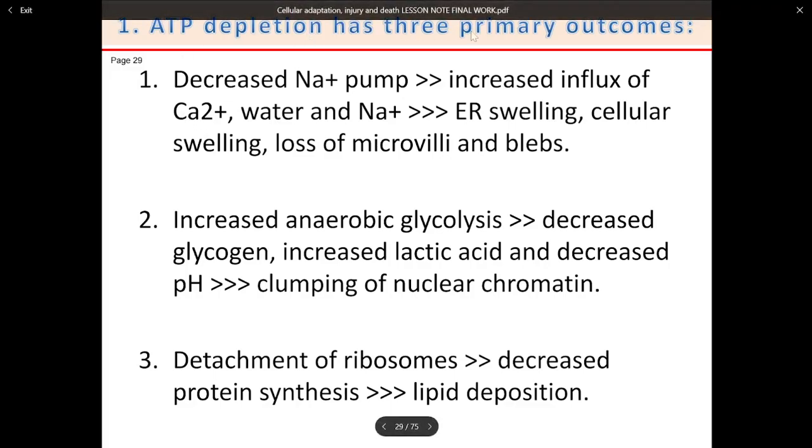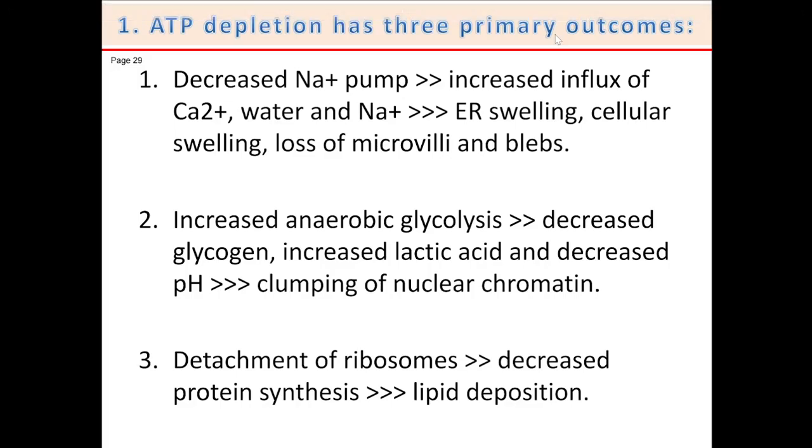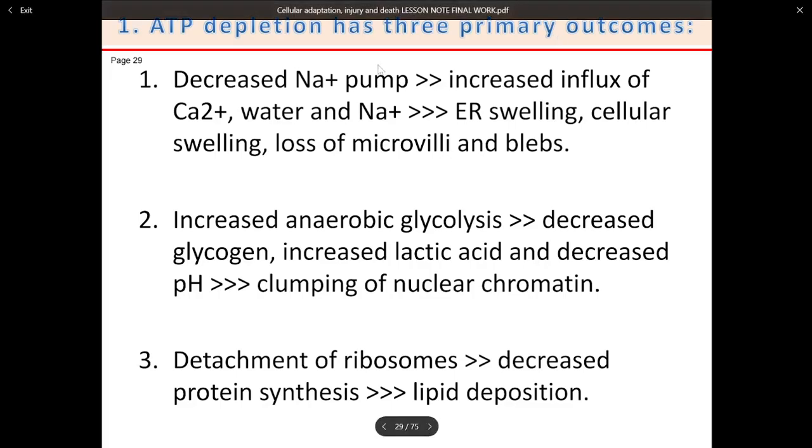Now, ATP depletion has three primary outcomes. When there is depletion of energy to a cell, there are three things that occur. One of them is a decrease in sodium pump. When there's decrease in sodium pump, it results in increase in influx of calcium into the cell.